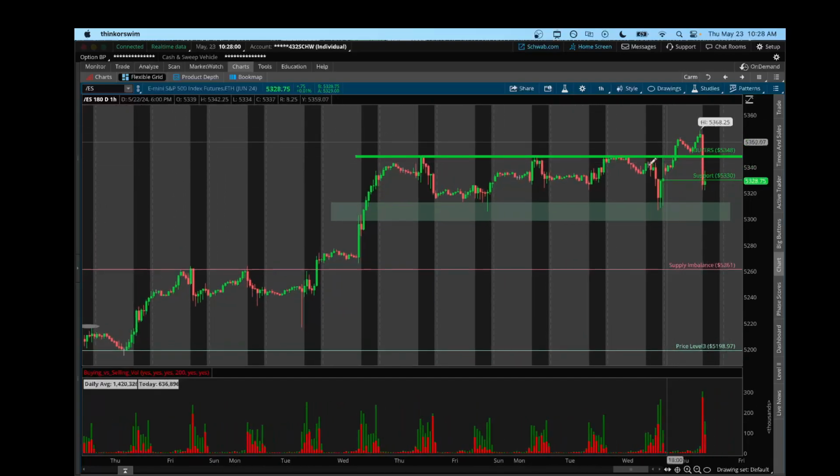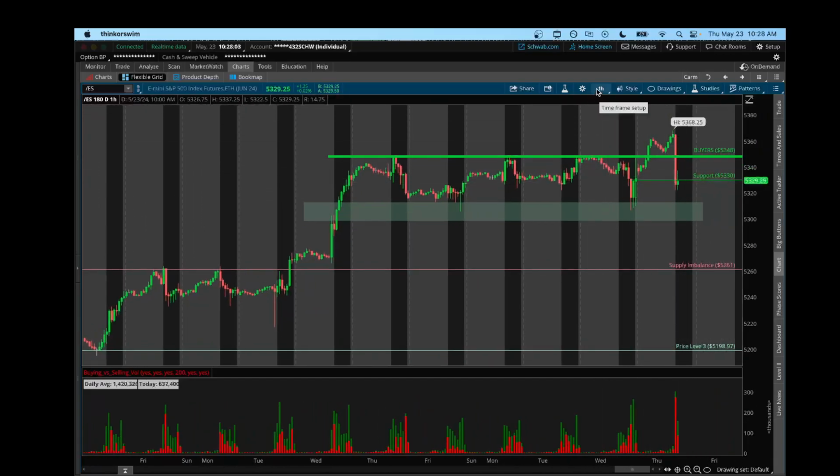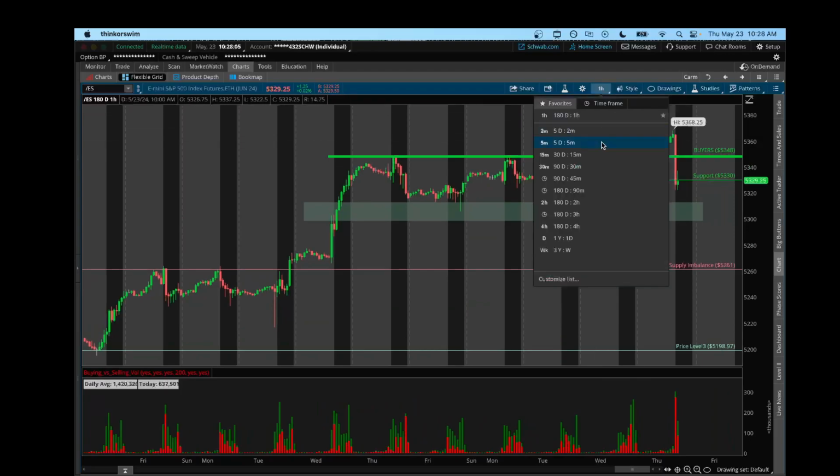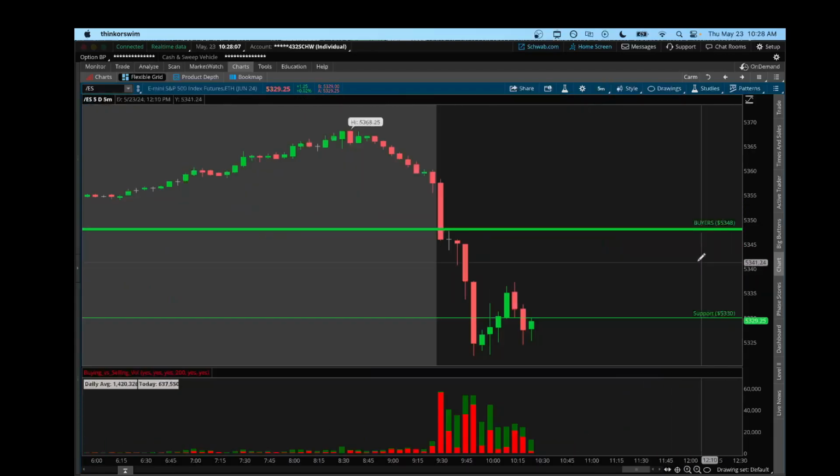This caught a lot of longs off guard. This caught a lot of people off guard. I'm sure not a lot of people caught it. It happened so fast. It was tough to catch, in my opinion, unless you had a very nice entry. So yeah, that was a trading breakdown.